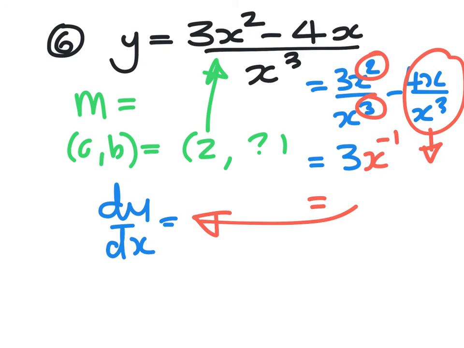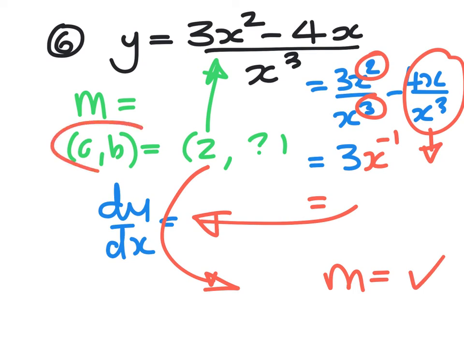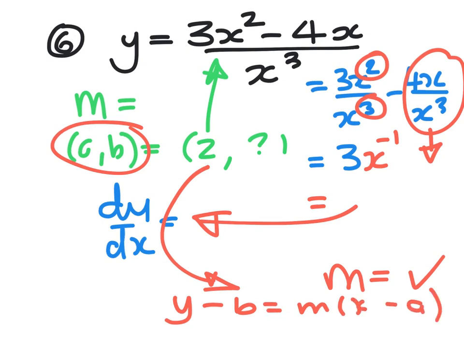Okay, once you've got your differentiation stage, next thing you do is you put 2 into that formula. That tells you what your m is, and because you know what your a, b are, we can use all of that in the formula y minus b equals m times x minus a. And that's us.